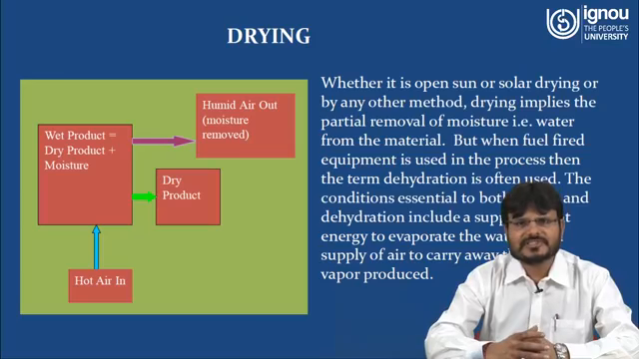Whether it is open sun drying, solar drying or any other method, drying implies the partial removal of moisture, that is water, from the material. But when fuel-fired equipment is used in the process, the term dehydration is often used. The conditions essential to both drying and dehydration include a supply of heat energy to evaporate the water and a supply of air to carry away the water vapor produced.